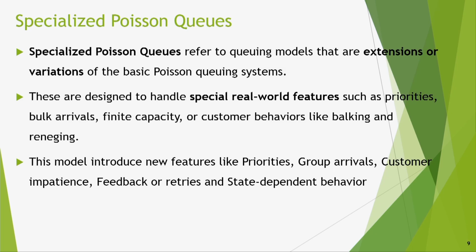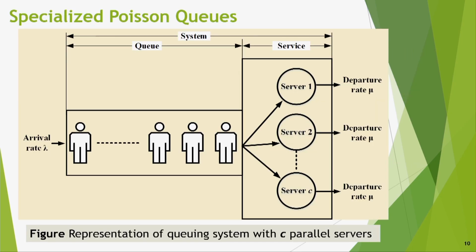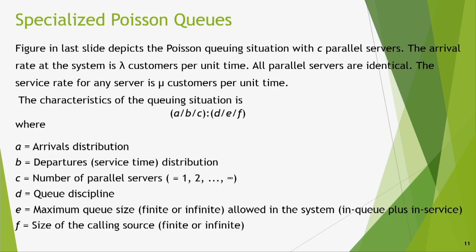So all those types of models are there. There are separate books also on queuing theory, so we are just giving you exposure here. This model introduces new features like priorities, group arrivals, customer impatience, feedback or retries, and state dependent behavior. There can be a problem of this type where there are C parallel servers. The arrival rate is lambda, up to here is the queue, the whole thing is the system, and this is the service. Here the departure rate is mu, and there may be C servers.